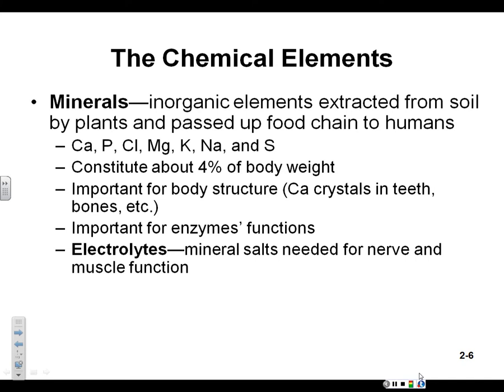Now we know calcium is important in what? Bone strength. And we get a lot of calcium in things like milk. So it's a mineral that's important for the structure of the body.